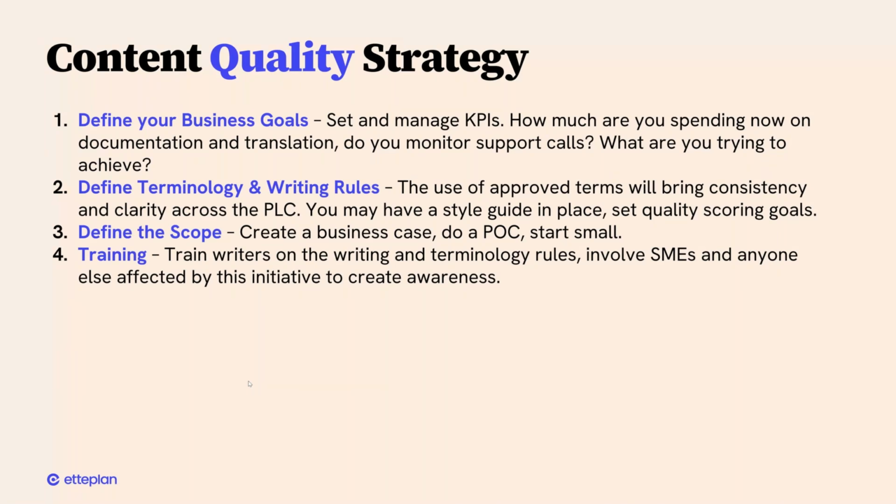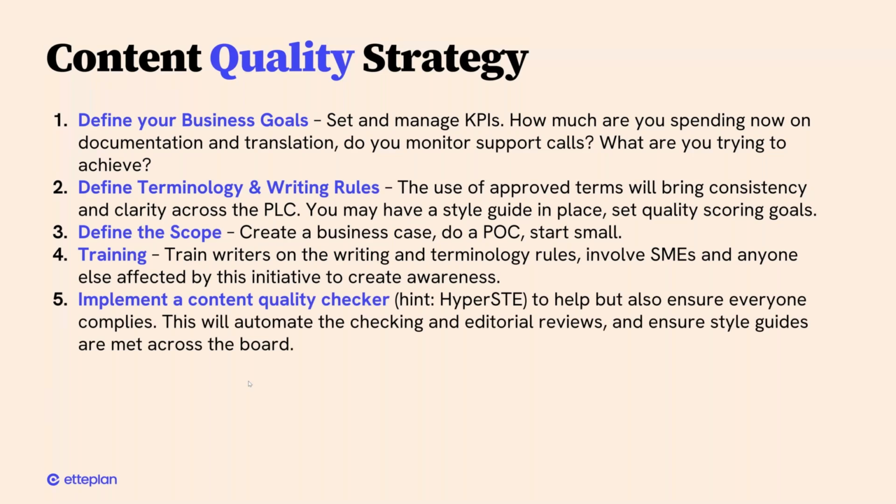And then yes, a checker tool: implement a content quality checker to help, but also ensure everybody complies, right? It can automate the checking, it can automate editorial reviews, it can make sure that certain style guides are met across the entire board, and it will provide quality statistics. So you get some really good metrics from that, which allow you to prove to yourself and management: this is where we were, this is where we are, this is where we want to go. Great asset there, but again, it's not the only thing that you need to be doing.